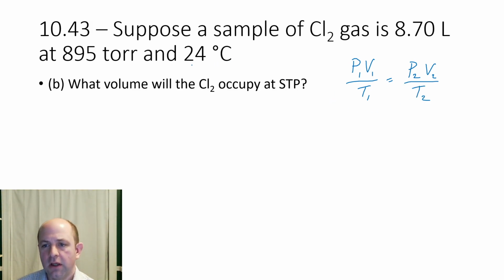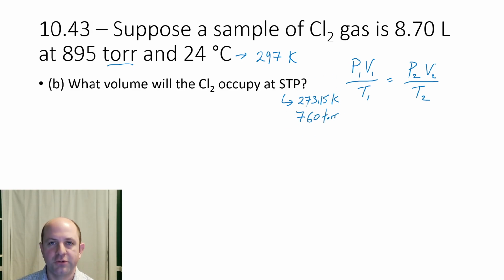Now again, we have to make sure temperature's in Kelvin, so this is still 297 Kelvin, so we're good there. But we're going to leave this as torr, because with the combined gas law, as long as the pressures are in the same units, they're going to cross out. It doesn't matter. So for me, it's easier for STP to say, oh, this is 273.15 Kelvin, and because we have torr, that's just the 760 torr that we used before. And I'll just use those two numbers.